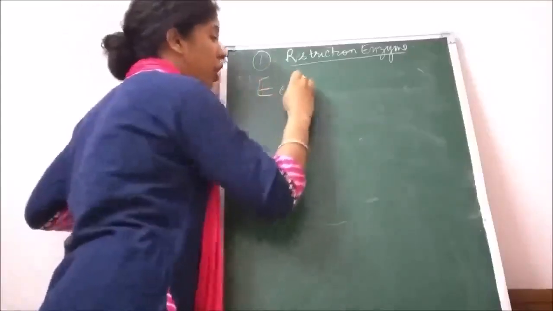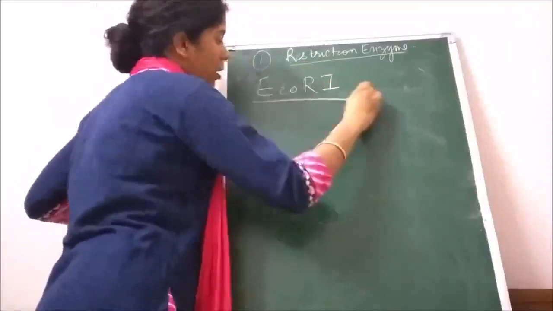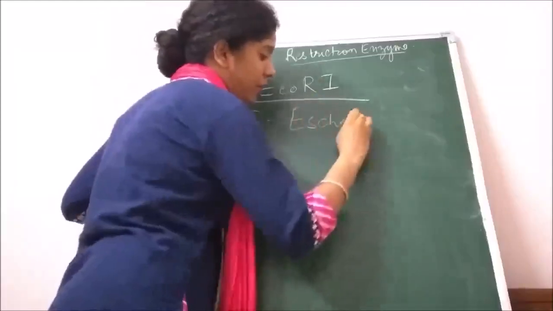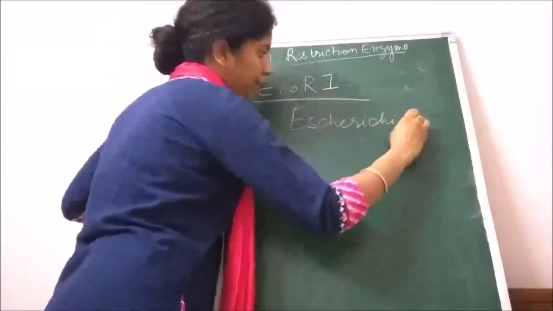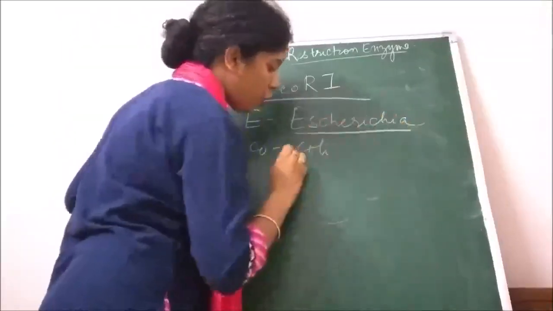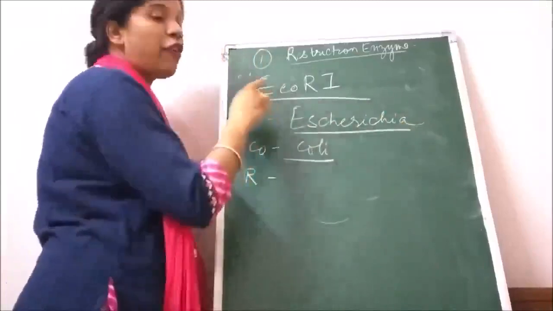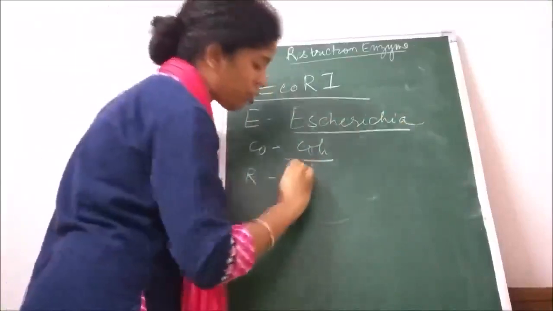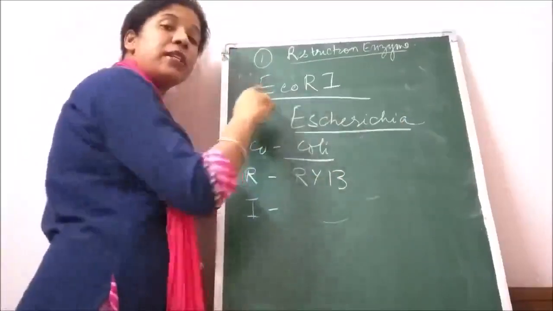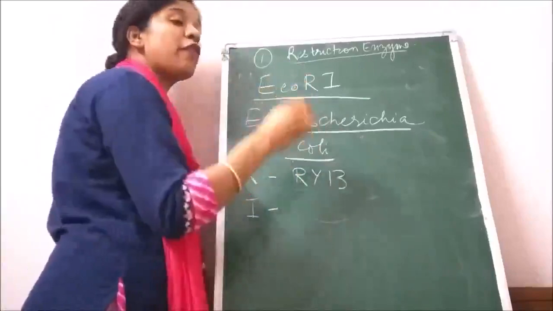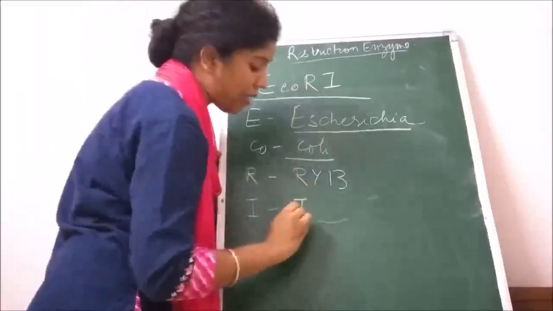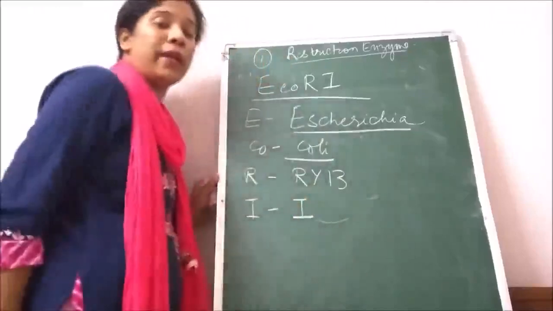About their nomenclature. How have they been named? Now, E here stands for the genus, that is Escherichia. Co stands for the species coli, Escherichia coli. R stands for the strain from which this enzyme has been isolated. The strain is RY13. And the I is the order of the restriction enzyme which has been isolated. It is one of the first restriction enzymes which was isolated from this particular strain, that is EcoRI, the Roman numeral I.